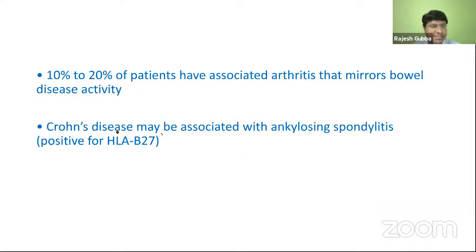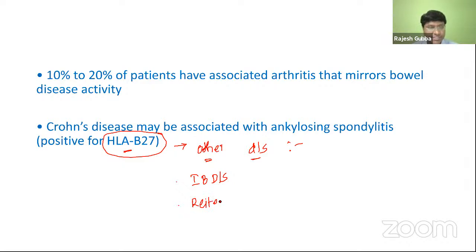Now, can anyone tell me what other disorders are associated with HLA-B27? One is ankylosing spondylitis, and the other one is inflammatory bowel disease. What are the other diseases associated with HLA-B27? Can anyone answer me? Right. The other diseases include Reiter's or reactive arthritis, and the other one, very good, everyone is answering now, is psoriasis. So psoriasis, ankylosing spondylitis, inflammatory bowel disease, and reactive arthritis are all the diseases associated with HLA-B27.